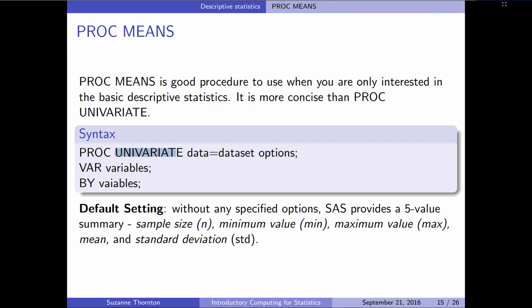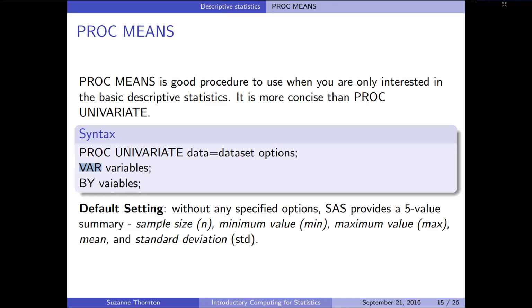The syntax for means, there's a little typo here. You should replace univariate with means, followed by the DATA keyword to specify the data set and several options. Also, we have the VAR statement, which has the same use as in the univariate procedure step. The BY keyword is also similar to that in the univariate procedure step.